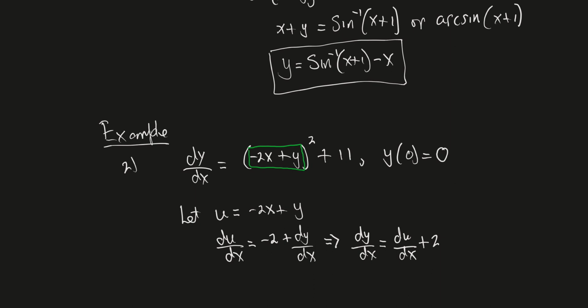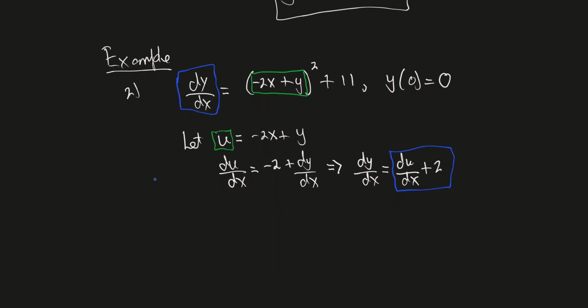So what I have there in green is going to become u, and what I have here in blue is going to replace my dy/dx. So let's write down the new differential equation with the dependent variable of u. We're going to have du/dx plus 2 is equal to, and then all of this is now u squared, and then I have a plus 11 here.